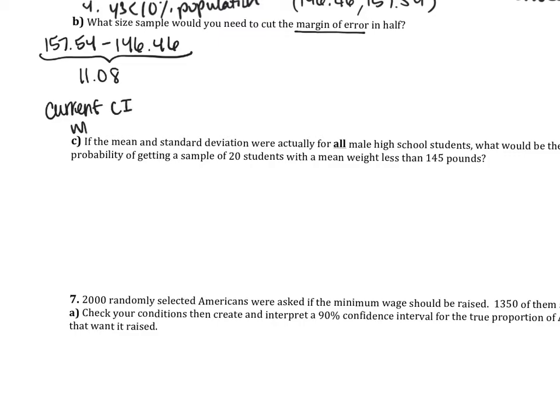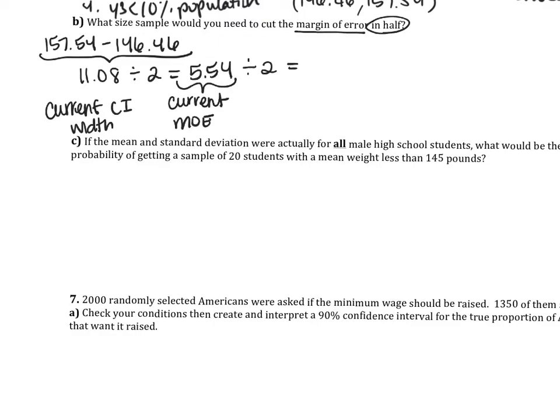This is my current confidence interval width. In order to find my margin of error, I'm going to divide this by 2 and get 5.54. This is my current margin of error. And I want to cut that margin of error in half. So I'm going to divide it again, and I'm going to get 2.77. So this is my new allowable margin of error that I am accepting.